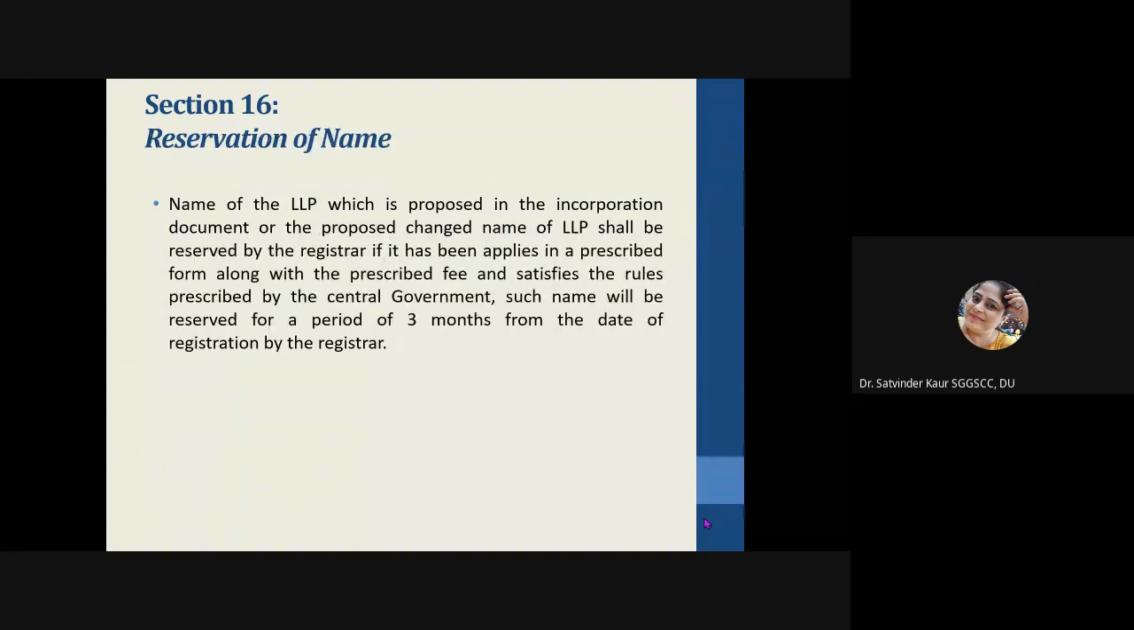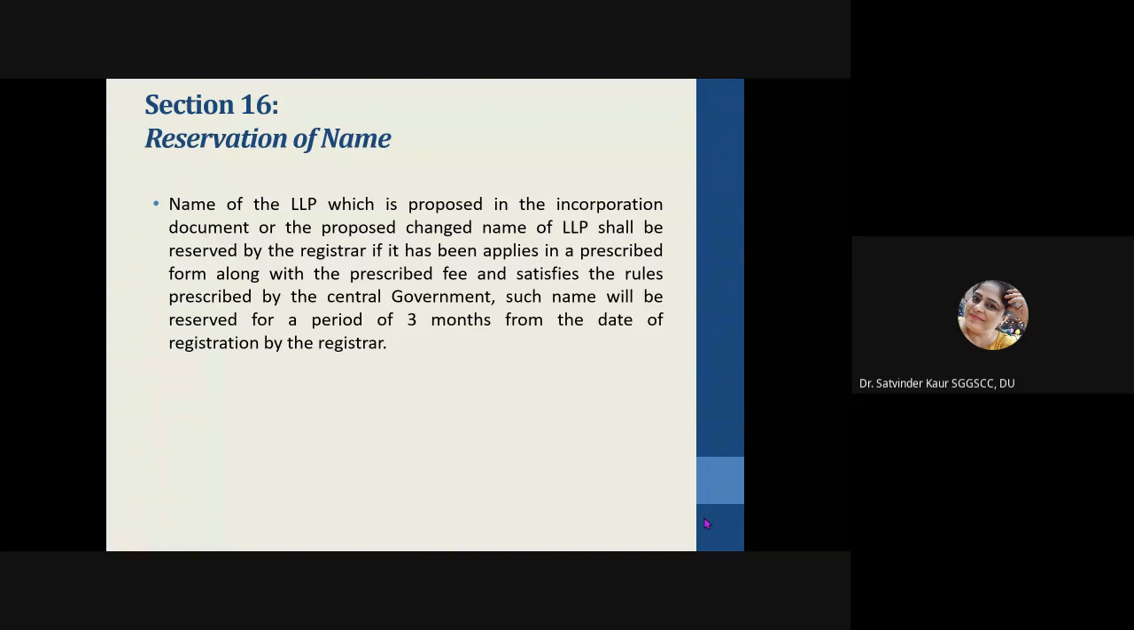If we wish to reserve our name for the LLP, and formalities are taking time, then for a period of 3 months we can reserve a name for our organization which we want to exist as the LLP.